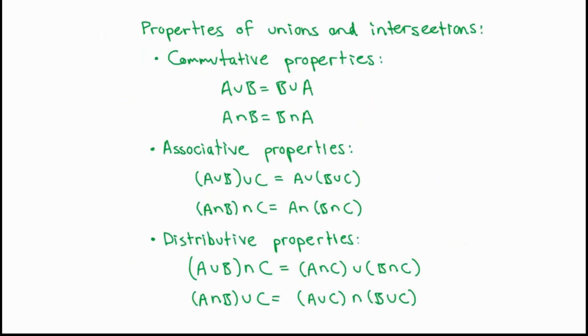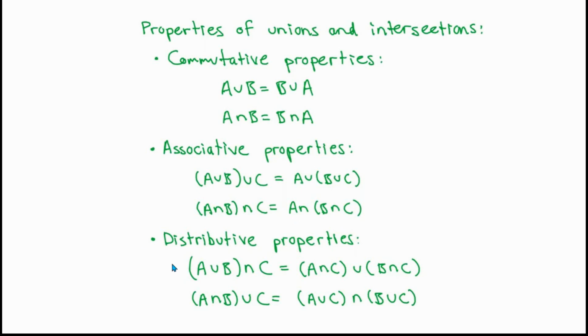Now, there are some basic properties of unions and intersections which follow directly from the definitions. I've listed some of the main ones here, and I've divided them into three categories. First of all, there are the commutative properties, which say that if you take a union or an intersection of two sets, it doesn't matter what order you write the two sets in. So A union B is the same as B union A, and A intersect B is the same as B intersect A. Then there are the associative properties, which say that when you're taking a union of three sets or an intersection of three sets, it doesn't matter what two sets you decide to consider first. In other words, it doesn't matter how you put the parentheses on these sets, you will get the same answer.